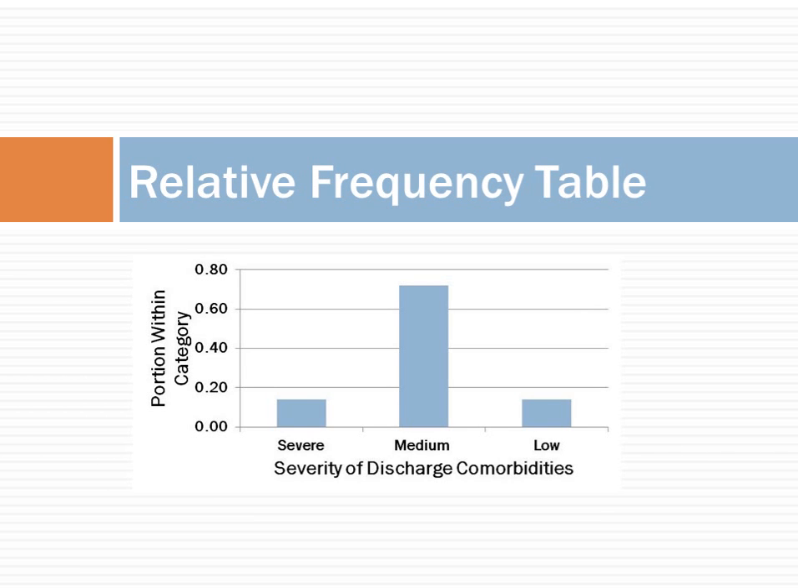A relative frequency replaces the count of categories with the portion that fall within the category. This figure shows the relative frequency of severity of discharge comorbidities. The bar plot looks the same, but the y-axis has been changed with portion of the sample replacing counts of patients.